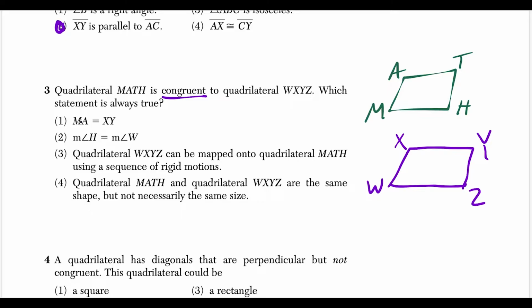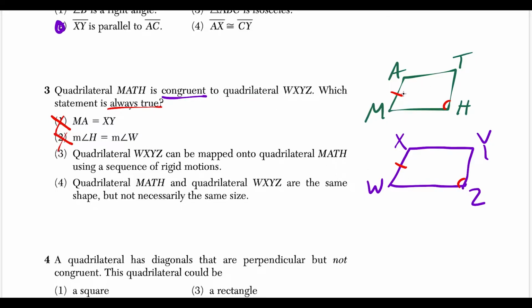So here, is MA congruent to XZ? Well, not necessarily. Let's say all the sides here were different. MA would have to be the same as WX. So this one is not always true. We need something that is always true. Angle H, in the lower right corner, would have to be congruent to angle Z, not necessarily angle W. So this one is out.